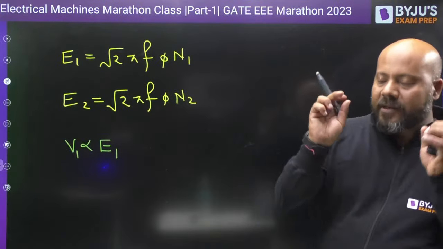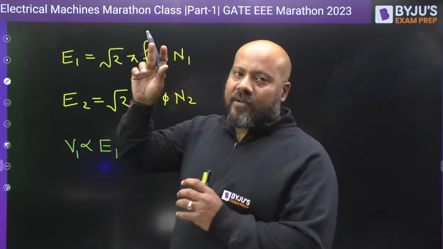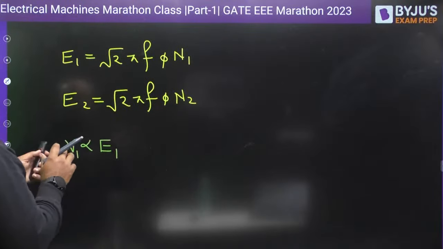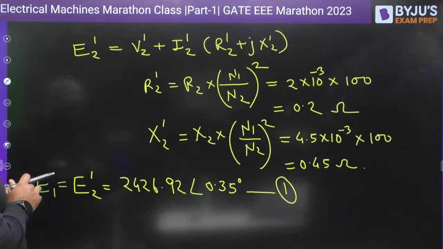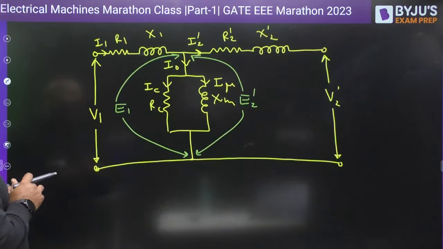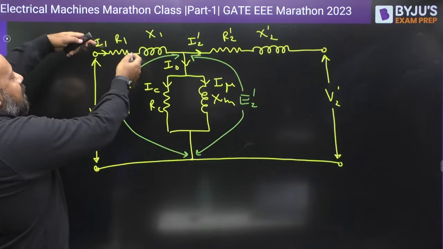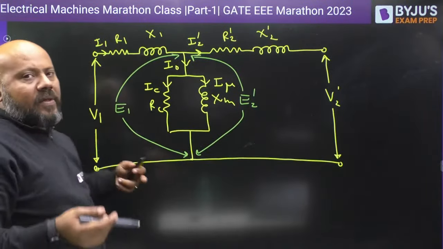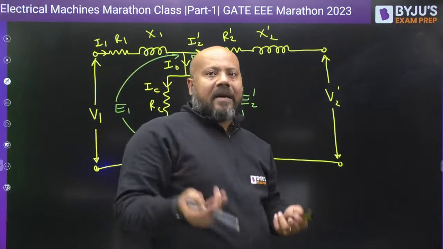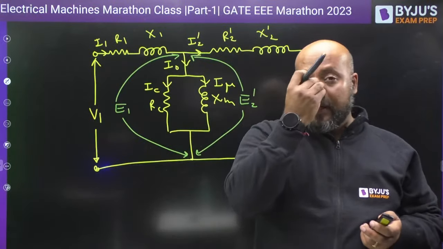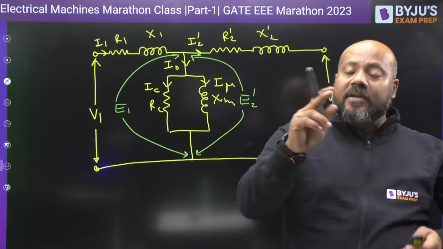You just close your eyes and remember the equivalent circuit. The difference between V1 and E1 is nothing but the voltage drop across R1 and X1, if you remember this. See the equivalent circuit. Now R1 is the resistance of the primary winding. If it is an inductive winding, resistance is going to be very small. And X1 represents the leakage flux.